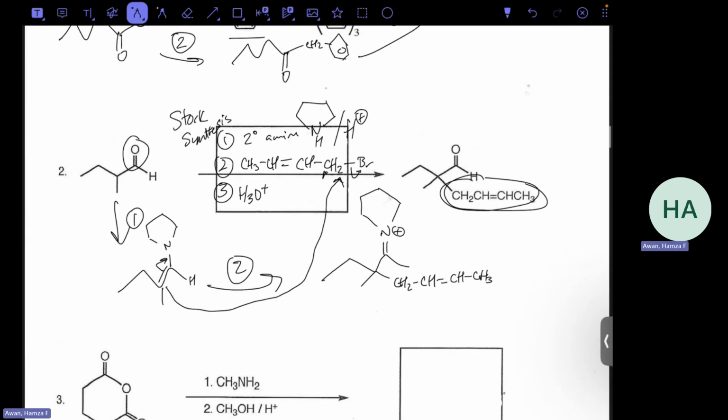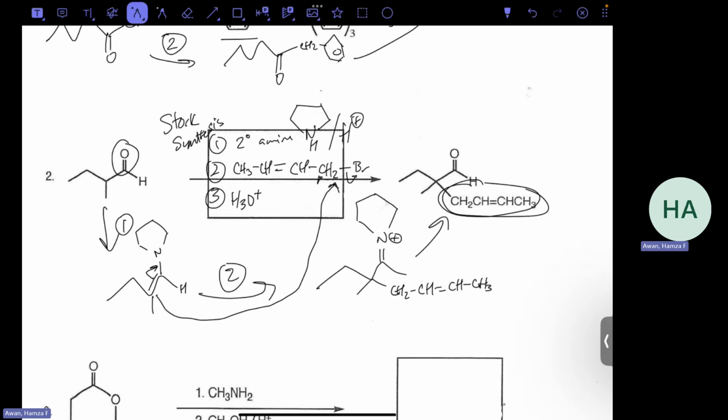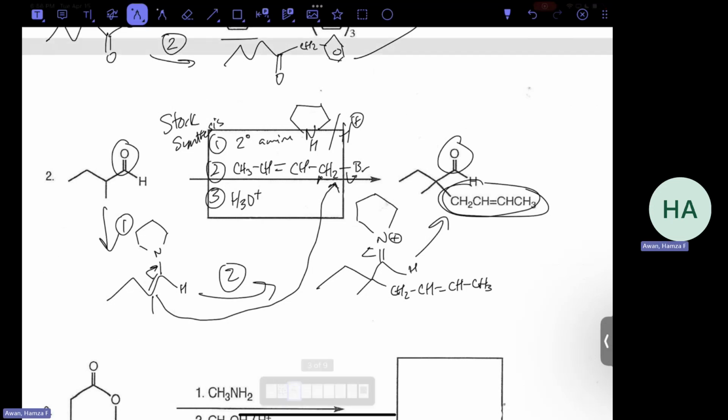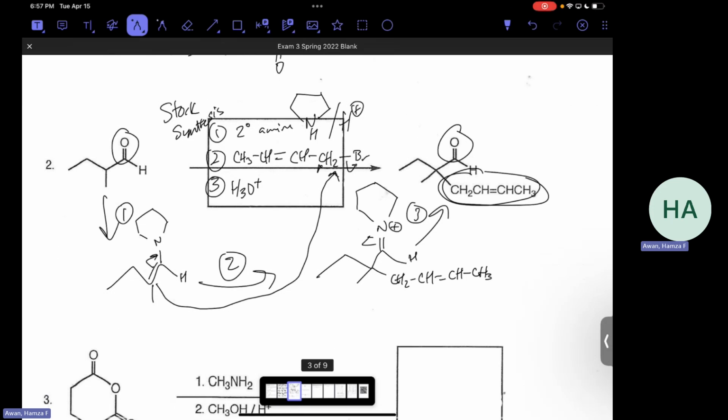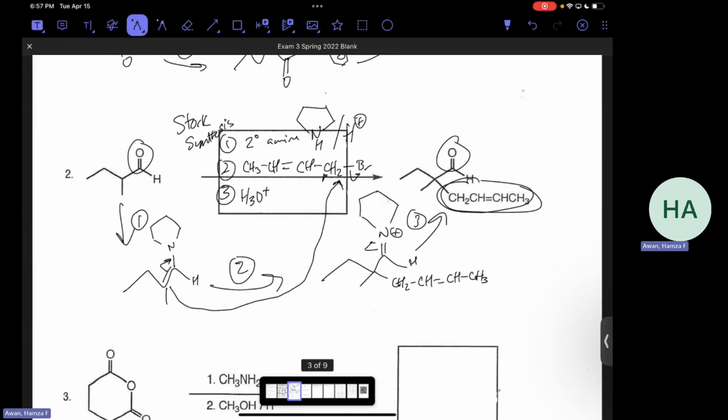So now that we've added our group, now we can just use H3O, and H3O gets this nitrogen off, and it recreates this aldehyde right here, right? And so the product of our third step is the final product that we have in the problem. Any questions?